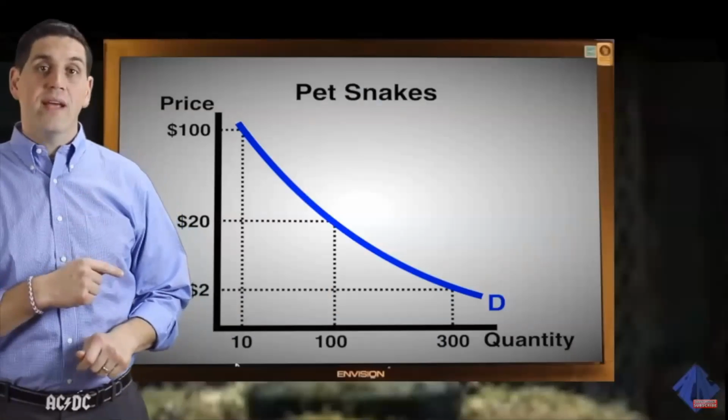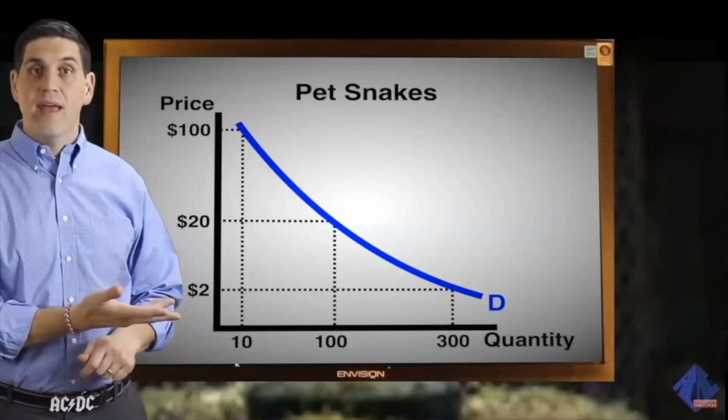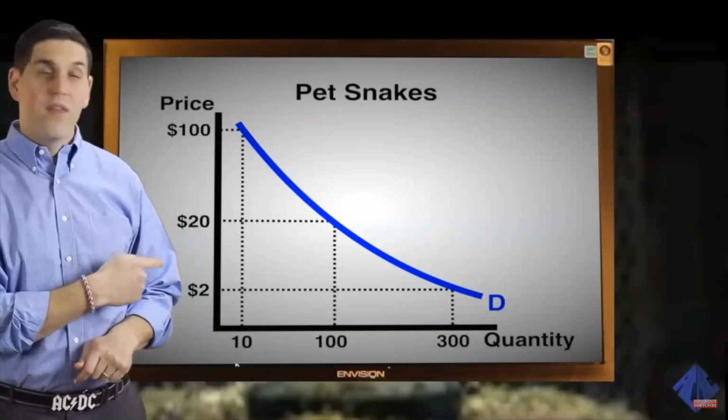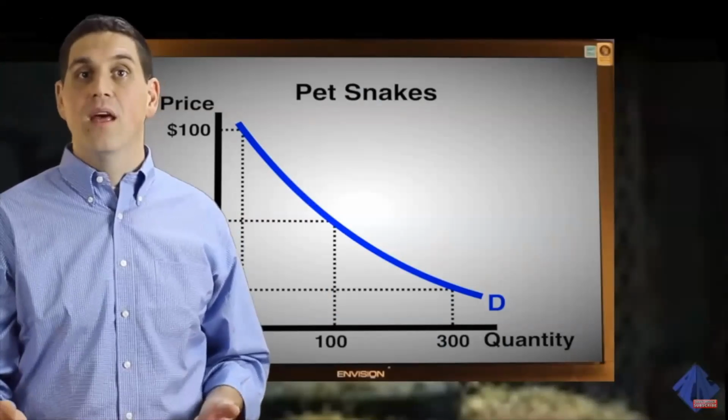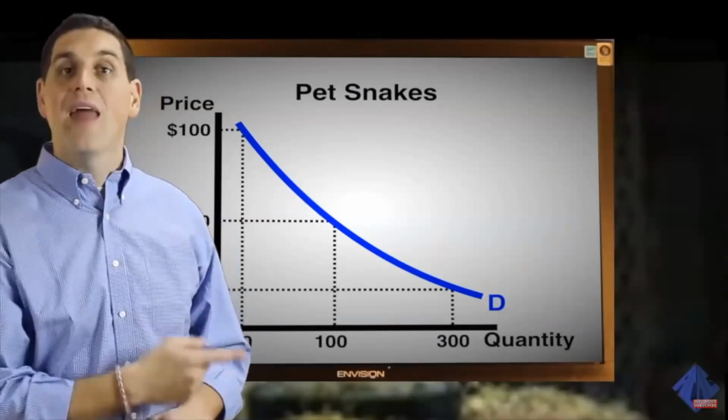If the price was lower for snakes, consumers would be willing and able to buy more snakes. In this case, if the price is down at $2, then consumers would want to buy 300. So this downward sloping demand curve shows you the law of demand, the inverse relationship between price and quantity demanded.